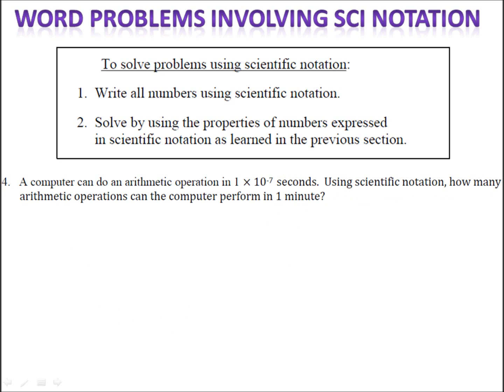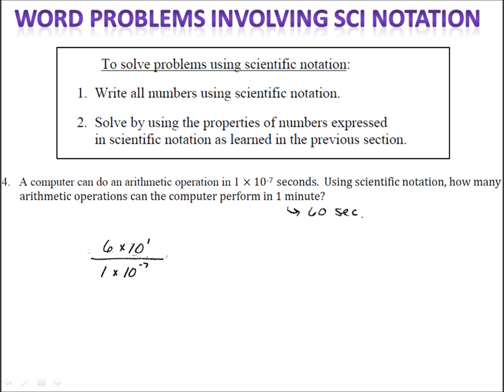In our last example, we have a computer that's doing arithmetic operations. 1 times 1, 3 times 5, 6 plus 8. You get the idea. It does one operation in 1 times 10 to the negative 7 seconds. It's a pretty fast computer. They want us to use scientific notation to determine how many operations it can perform in 1 minute. Well, because our time is given in seconds, we've got to convert the 1 minute to 60 seconds.